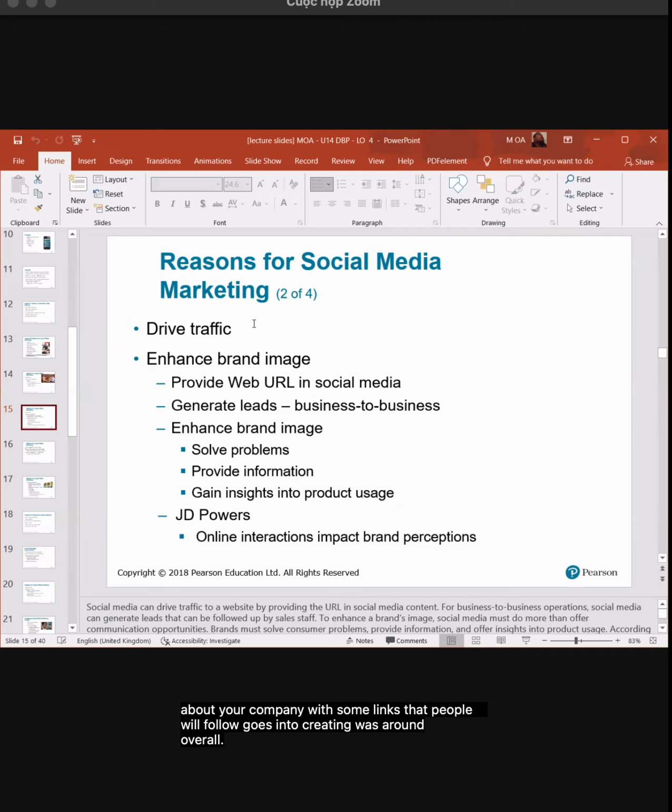Overall, why do you want to drive traffic? Because you want to enhance your brand image, right? You want to either solve problems, share information, or get some insights into how people are using your products.